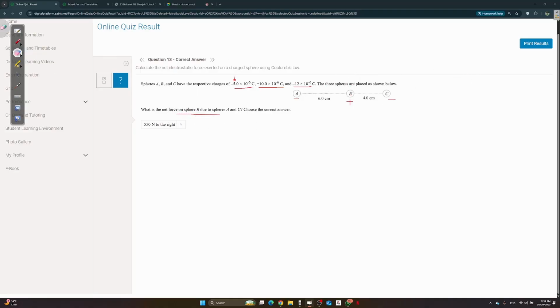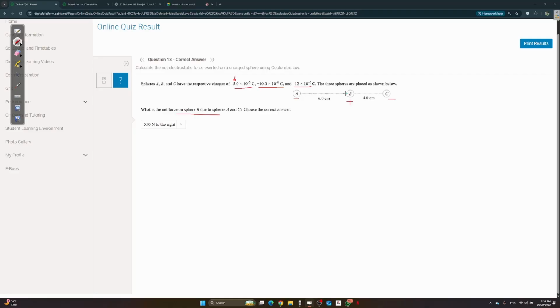On sphere B. Alright, so how's it gonna be? The first force on B due to sphere A is gonna be to the left or to the right? To the right. Alright, let's think about this. Sphere A is negative. Sphere B is positive. Ask yourself, negative, positive, what should we see here? Due to sphere A, I thought in general it's gonna be to the right.